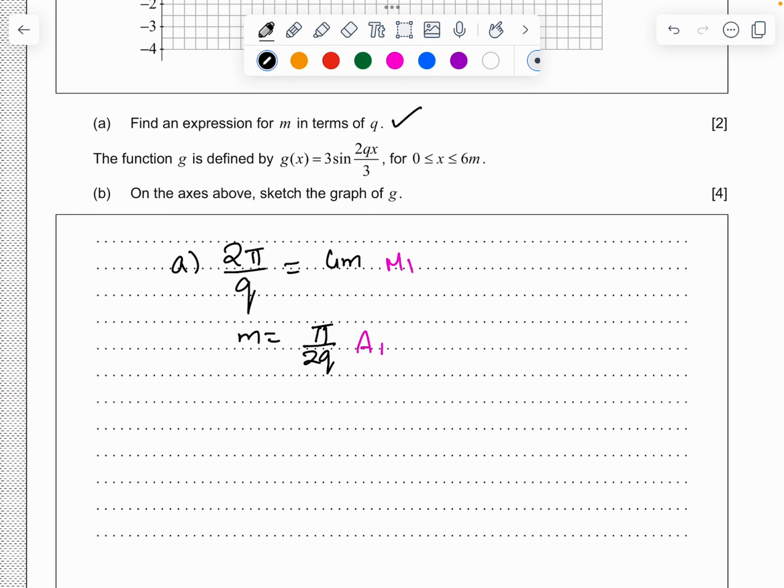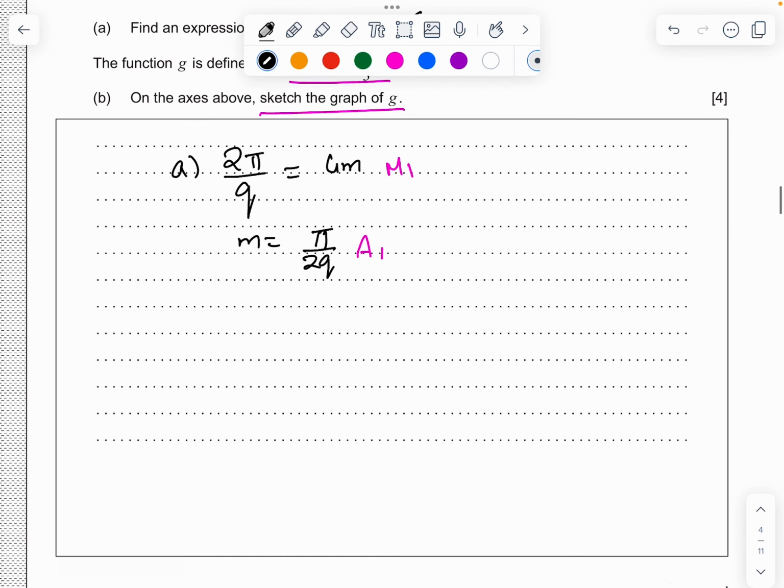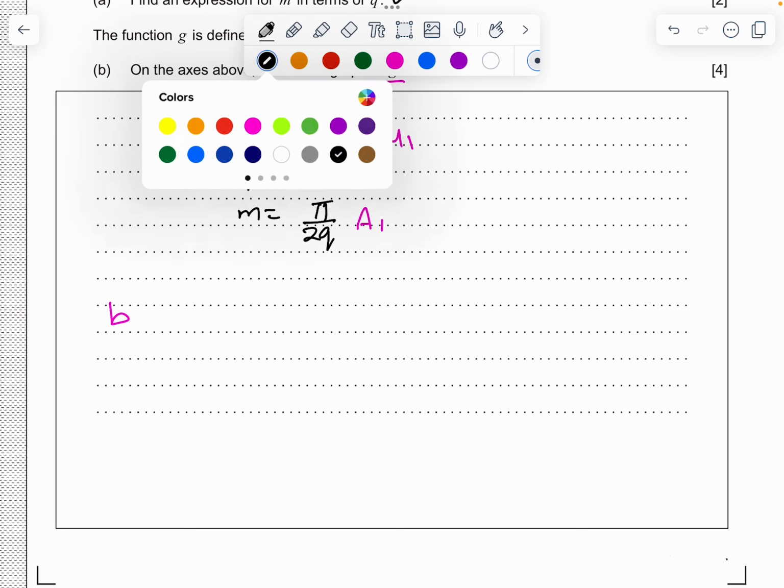Then g of x is given like this. On the sketch above, sketch the graph of g of x. Now, part B.